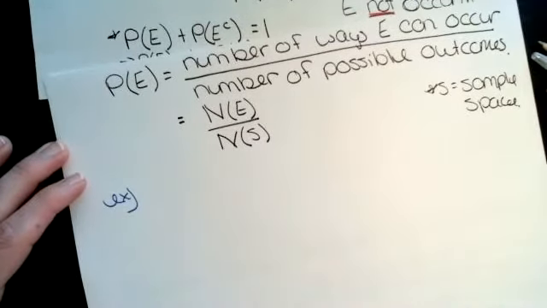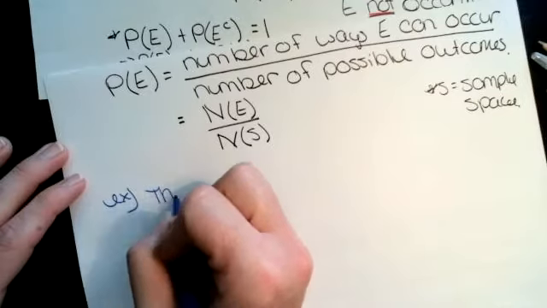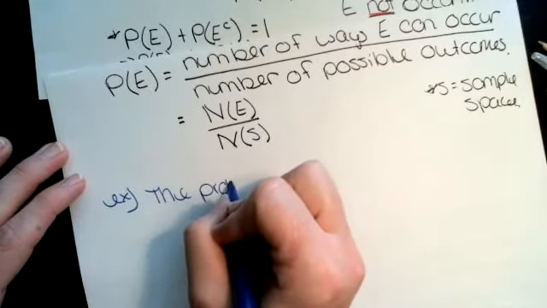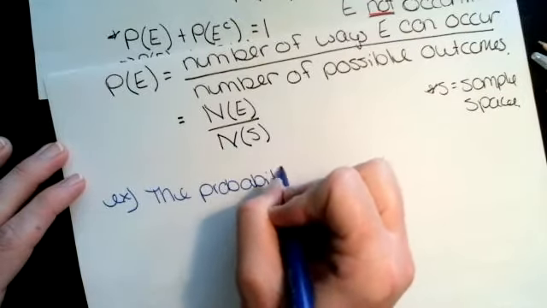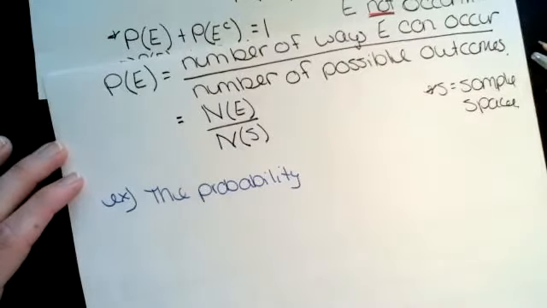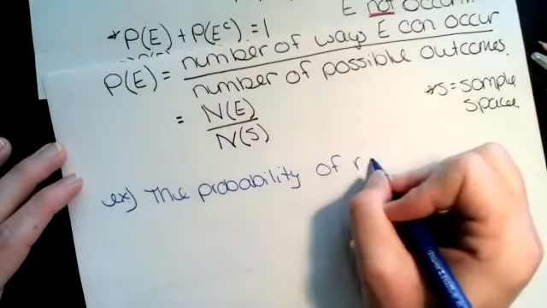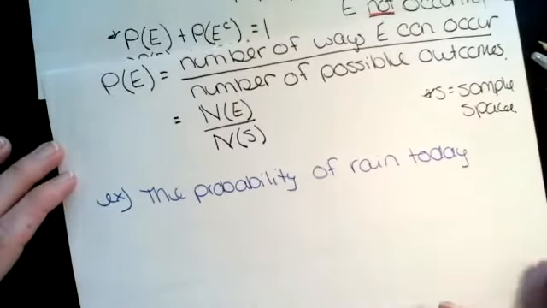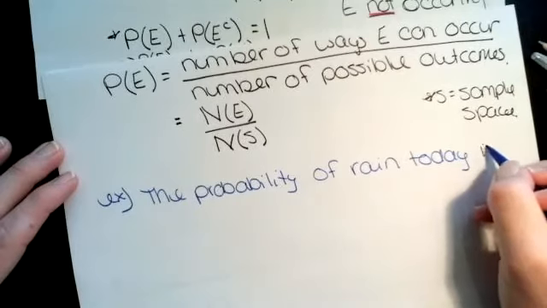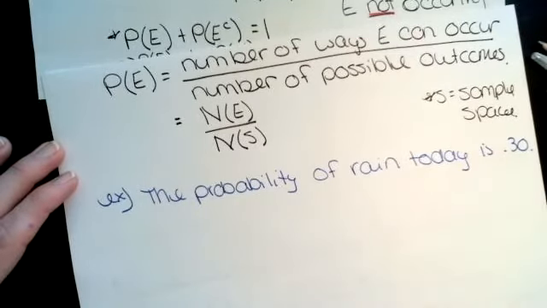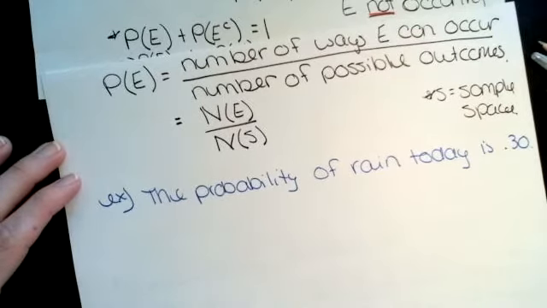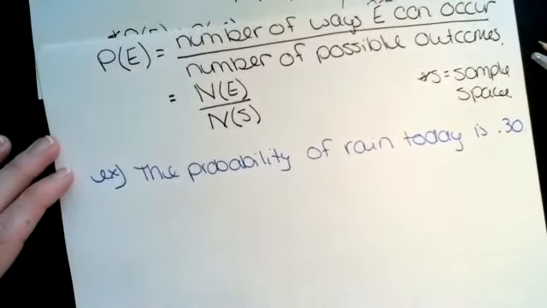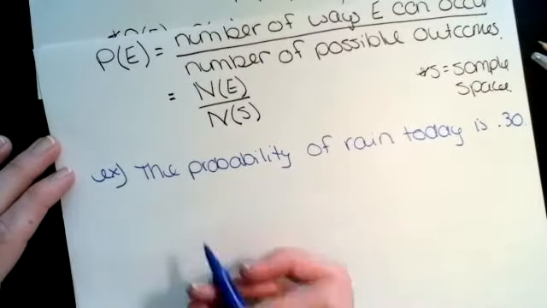So if I say the probability of rain today, it's probably really low because it's completely blue skies here at my house. But let's just say it's 0.3 or 30%, right? 30% chance of rain today. I want to write this in notation. It's good practice before we start some other problems.